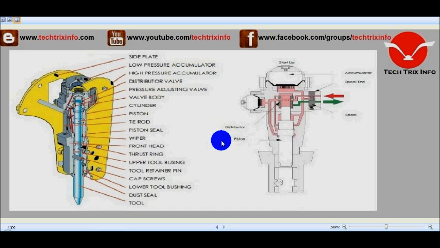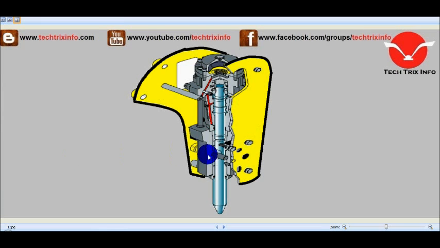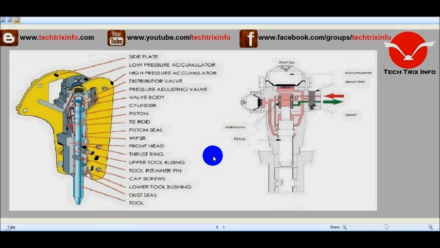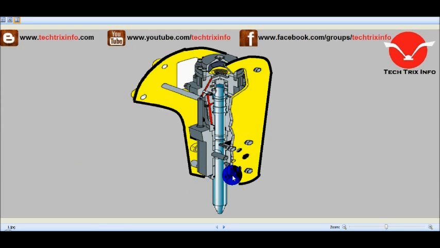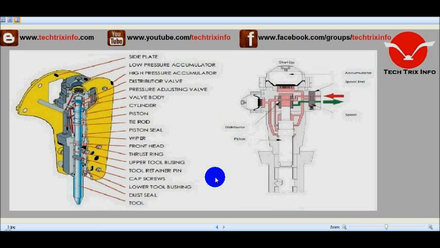Okay, the upper tool bushing will be at this portion. And the cap screw, here you can see the cap screw. Then the lower tool bushing will be here. Then the dust seal will be here to prevent the dust particles from entering. You can see this black point over here. So that's a cut section view of the dust seal, preventing the particles or foreign material from entering into the rock breaker. This dust seal is employed, and this is the tool.